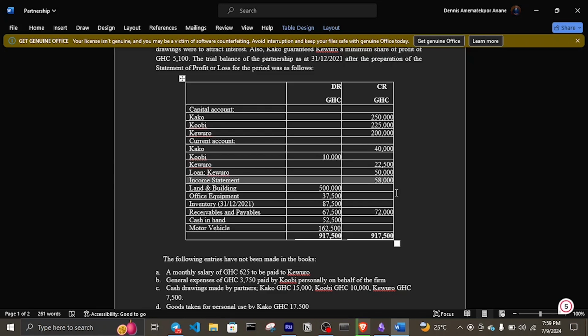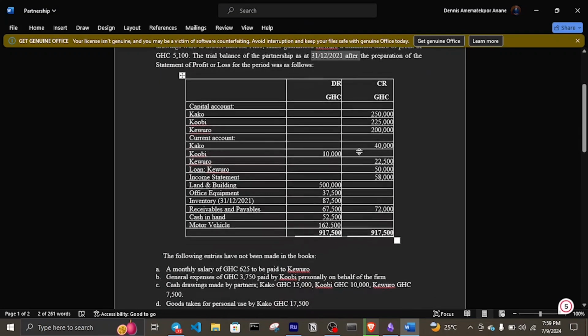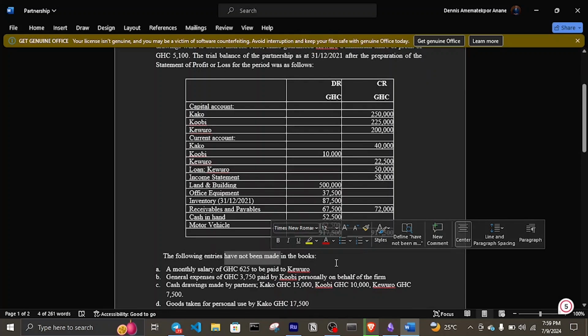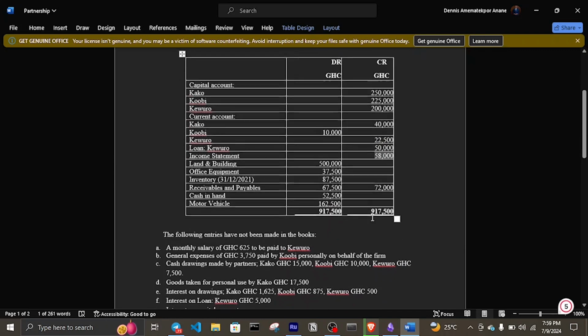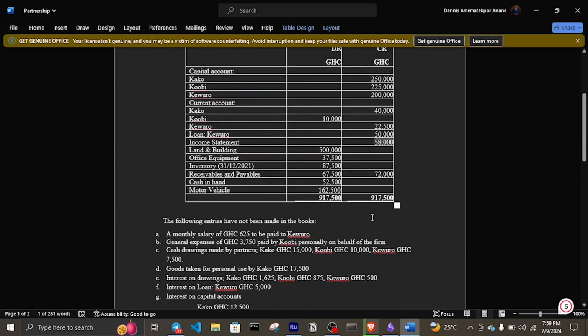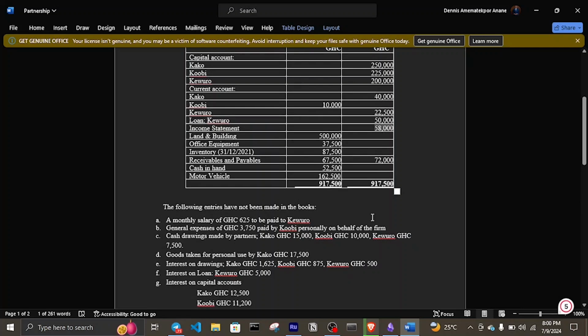This was the profit that was made on the 31st of December 2021. And then these entries were not made. So how do we adjust it? The thing is that if they had an income of 58,000 Ghana cedis, and then these entries have not been made in the books, then it means that when we make the entries into the books, the entries are going to affect the income statement in a way. So it is either going to remain the same, decrease, or increase. Now, the changes that these entries are going to make to the income statement is what we call adjusting the income statement.